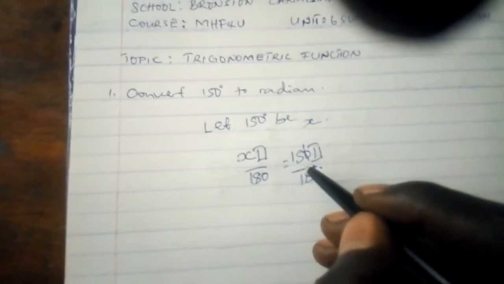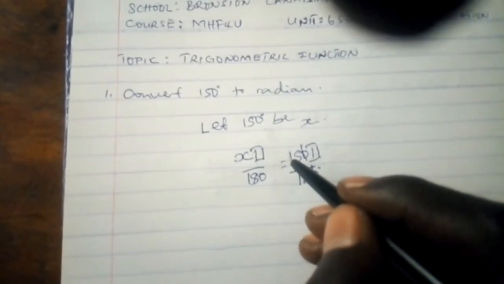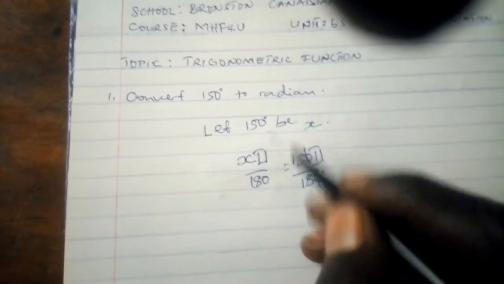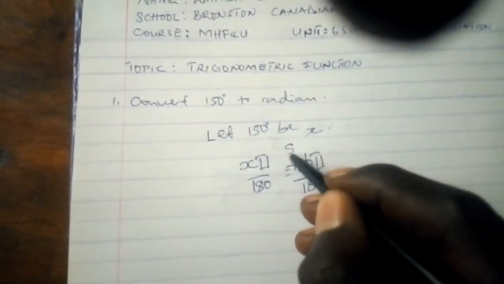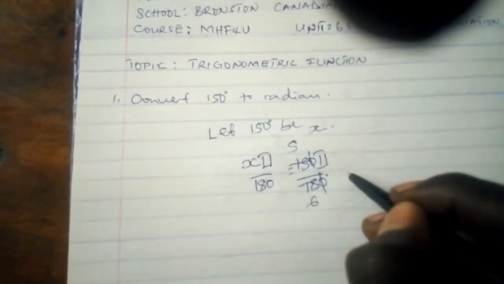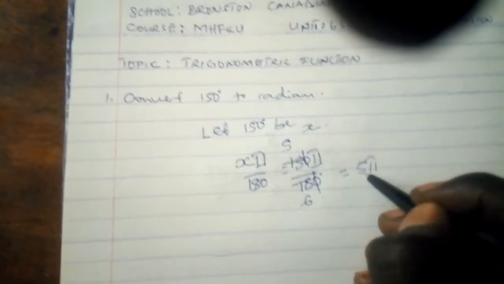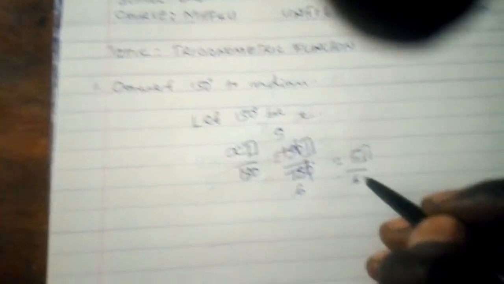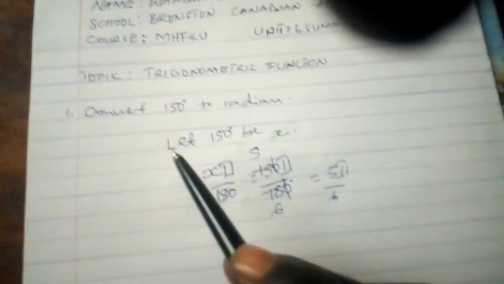And then after here, we look for a number that can divide both the numerator and the denominator. I think 3 can divide, we get 5, and then by this we get 6. So our answer becomes 5 pi over 6. That is in radian now. Sometimes one can be asked to convert from radian to degrees.